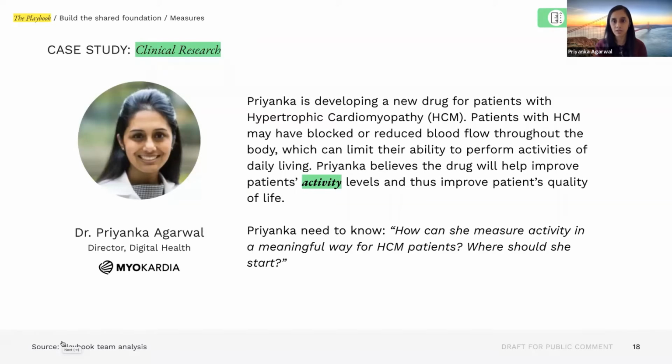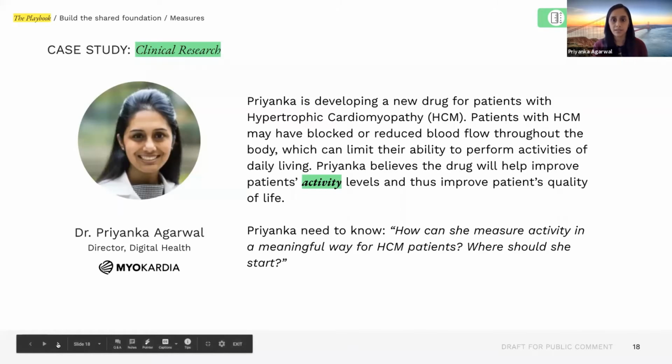Where MyoKardia is at with this drug is that we were very excited to have really amazing phase 3 pivotal trial data earlier this year. Our hope is that this drug will be available for patients in the near future. I'm going to walk you through now a little bit of how we thought to measure activity and think about activity in this patient population. So we could go to the next slide.